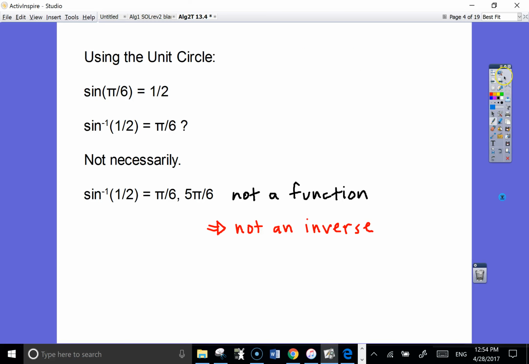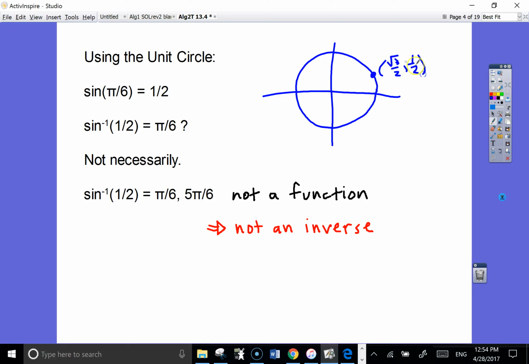Now, if we look at the trig functions, just using the unit circle, we could say that the sine of pi over 6 is a half. But is the sine inverse of 1/2 necessarily pi over 6? You could take out your unit circle and look if you want, but here's the circle, right? The sine of pi over 6. Pi over 6 is right about there. The coordinates are √3 over 2, 1/2. And that's why the sine of pi over 6, the y coordinate, is 1/2.